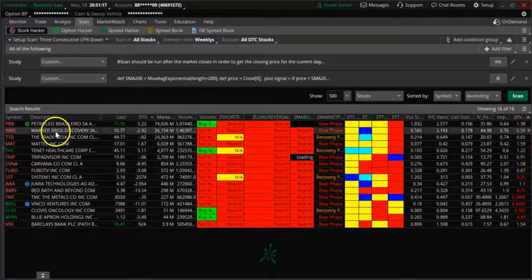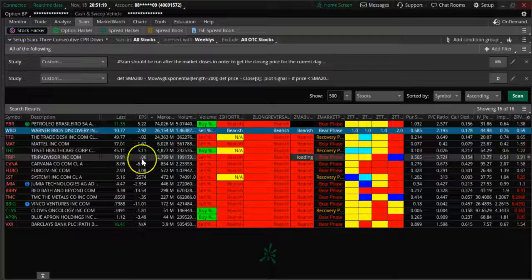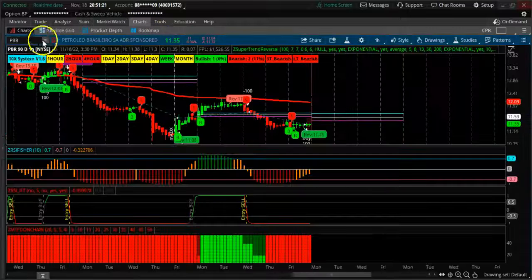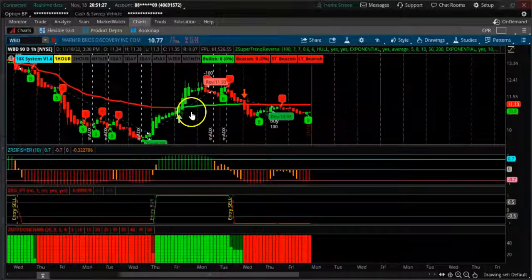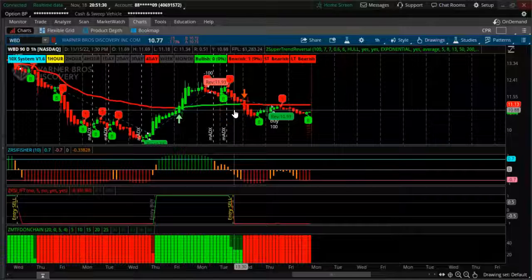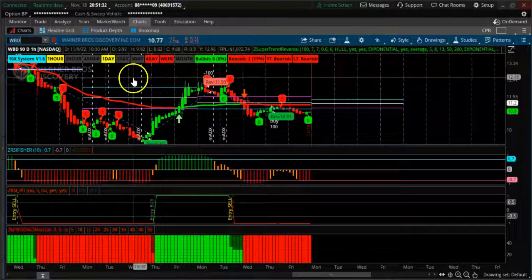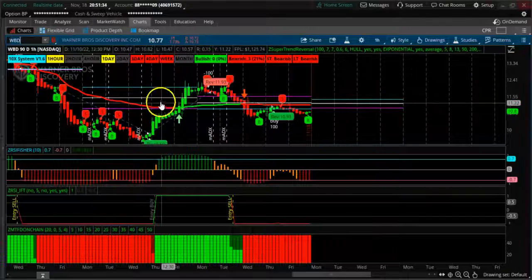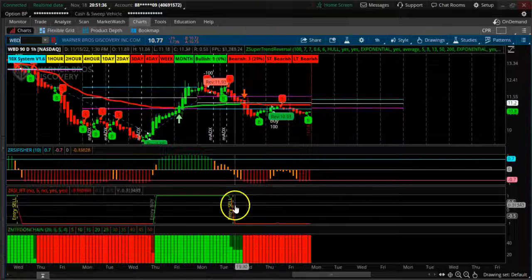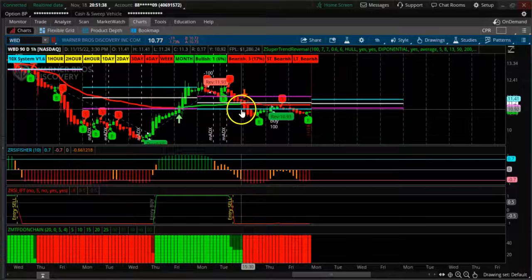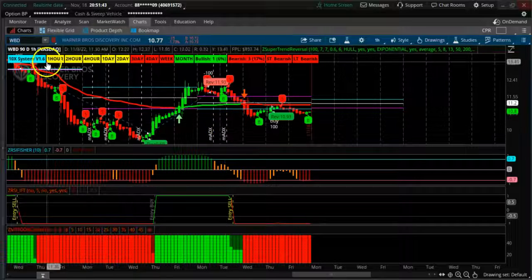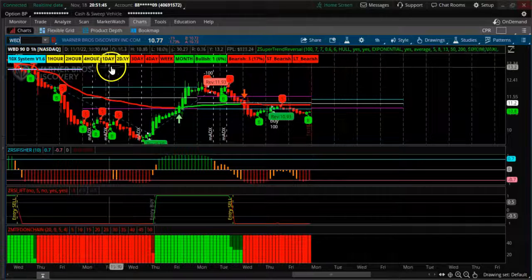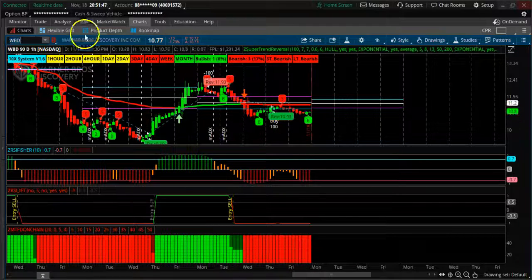Okay. Next stock is WBD. You can see this CPR is not trending, but CPR is down. You can see a sell signal here. Okay, bearish signal here. You can see stock is long-term bearish, short-term bearish. So this is a trade to the downside.